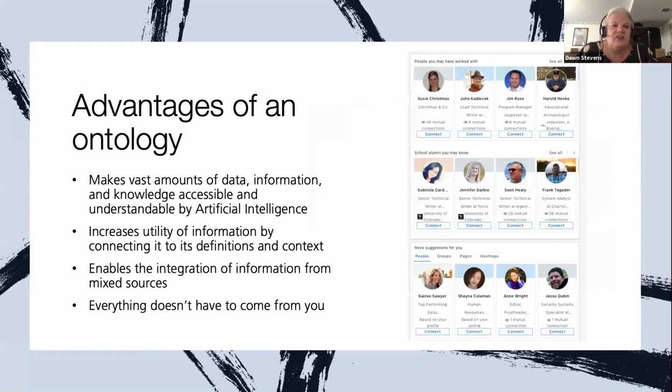So the advantages of an ontology is that it makes vast amounts of data that's currently unavailable to us accessible to us, understandable by artificial intelligence, and synthesizing all of that content ultimately together. And so it connects all of the information in a way that it becomes more and more usable in a variety of different types of applications, integrating information from a variety of different sources, and it doesn't all have to come from us. Right? We can take advantage of other things.